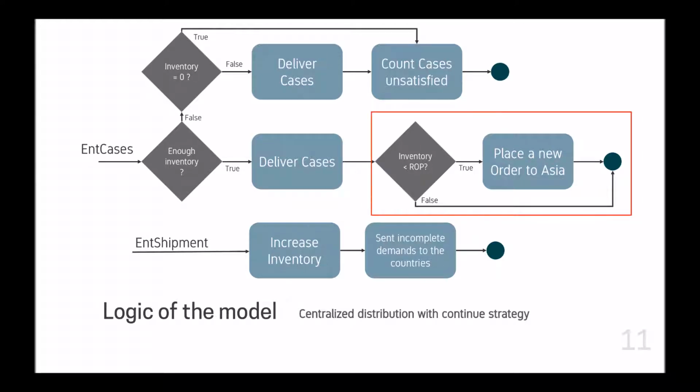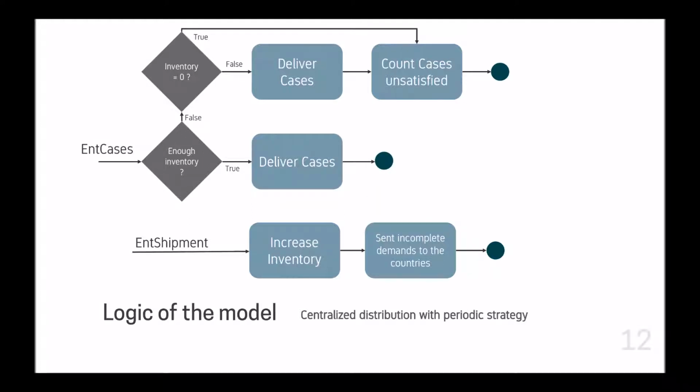As in the previous process, for the periodic strategy, the only thing that changes is this part, because the level of inventory is not checked every time a sale is made. Instead, there is a policy of checking it every certain days.